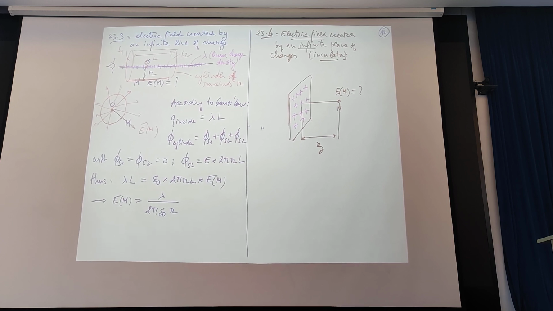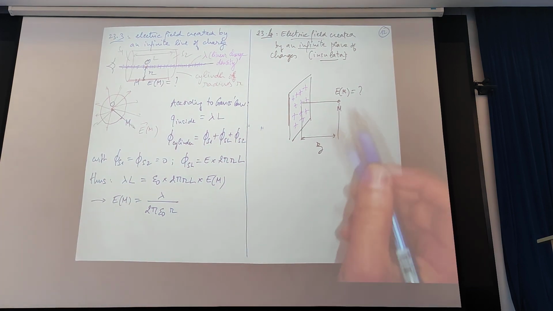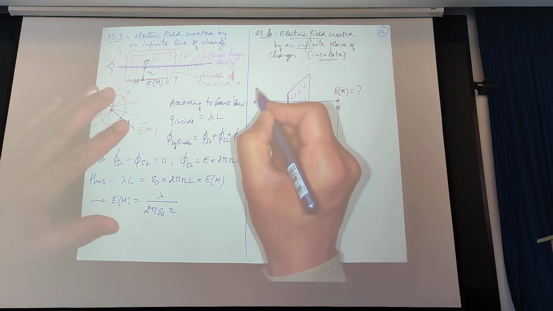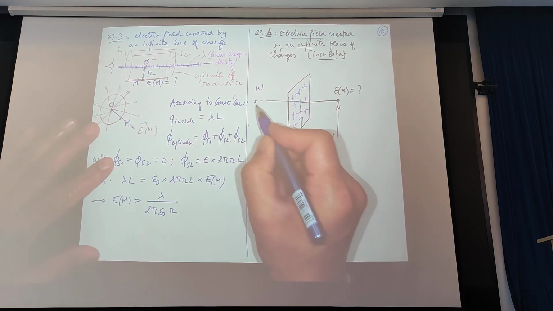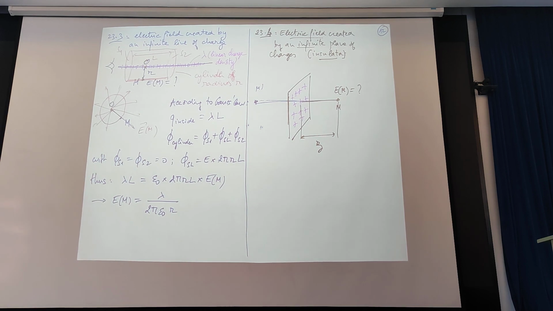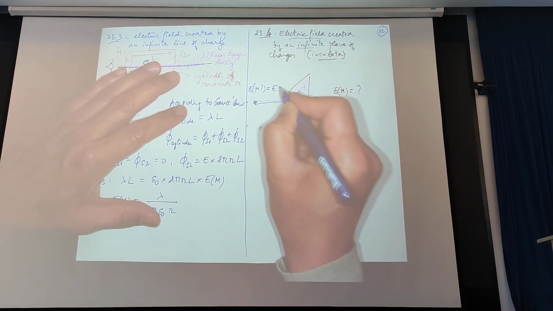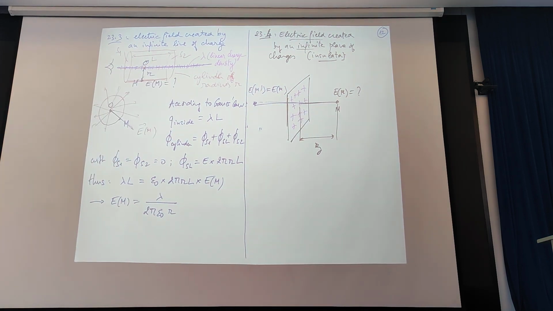Okay, so I'm going to help you. By symmetry, you can understand that the point, let's say, M prime here, has the same electric field as the point M. Do you agree with that? If the distance to the plane is the same? Yes or no? Yes, of course.